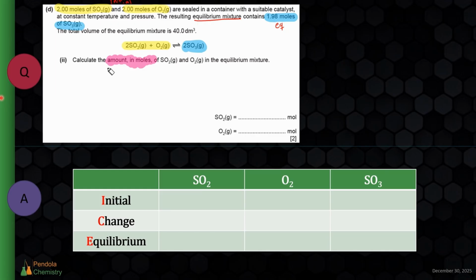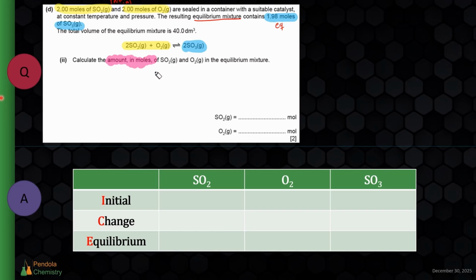So we could convert everything to concentration by using these 40 cubic decimeters. But at the end of the day, we're going to have to reconvert that back to moles by multiplying by that 40 cubic decimeters, so it's really pointless to do that. We can use an ICE table with moles as long as everything is in the same mixture. And because equilibrium mixtures are always all in the same mixture, we can always use it with moles or with concentration.